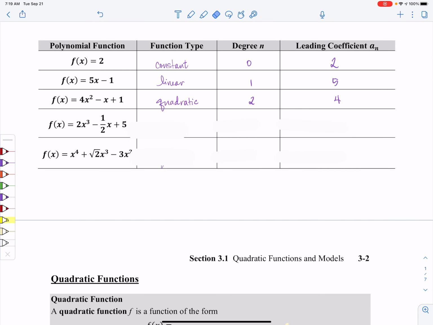My next example is what we call a cubic, because the highest power is a cube. Its degree is 3. My leading coefficient is 2. And the last example is a quartic, because the highest power, the degree, is 4. And the leading coefficient here is 1.